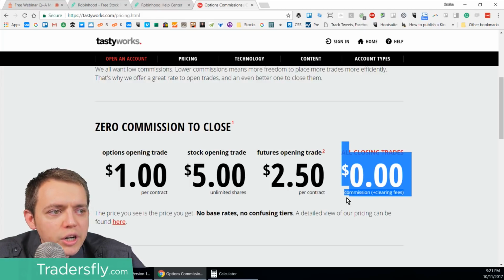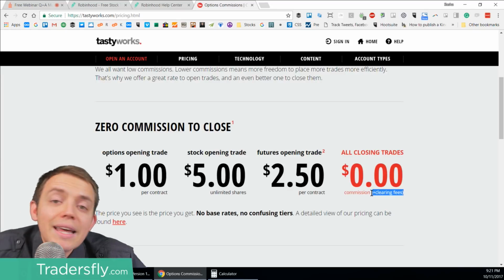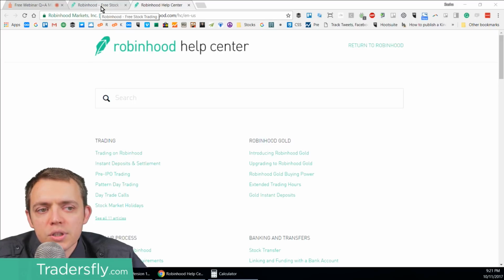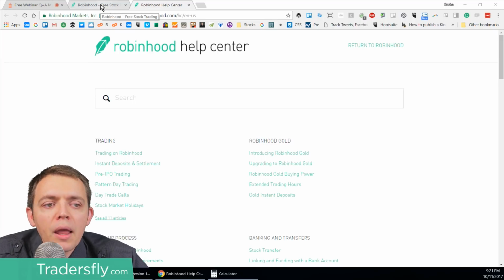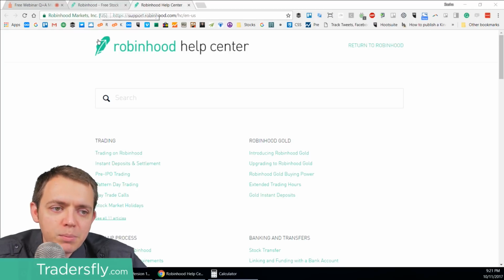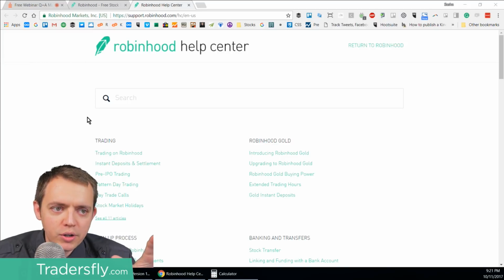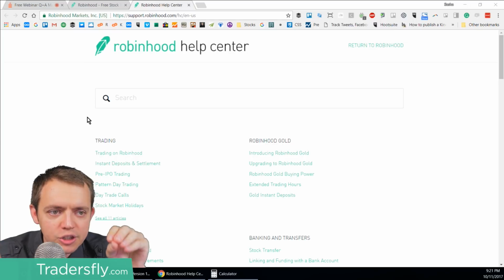All closing trades even are $0, but you still have clearing fees because they still have to pay it. So how is it that Robinhood actually gives you these trades for free? Well, before we get there, let me explain. The first thing is I don't have an account with Robinhood, but there are a lot of things in the industry I've heard and I've seen, and I understand how they work.